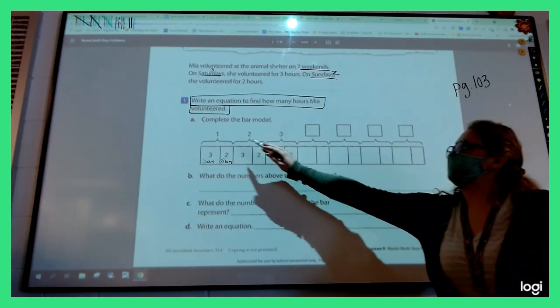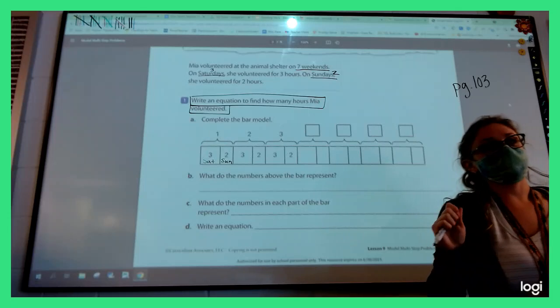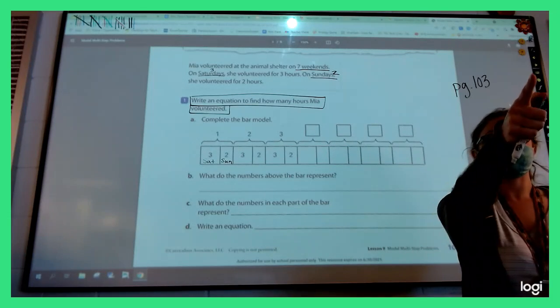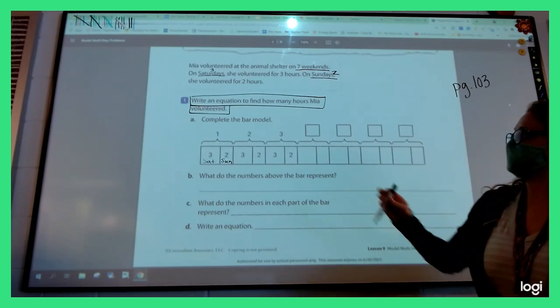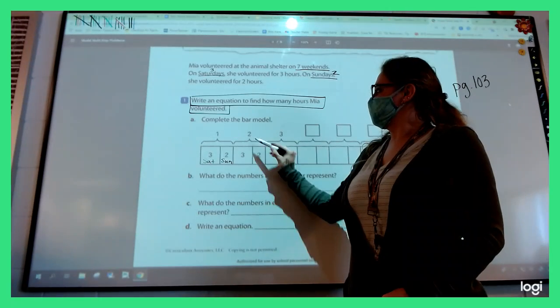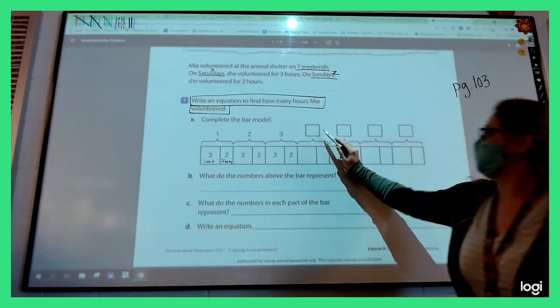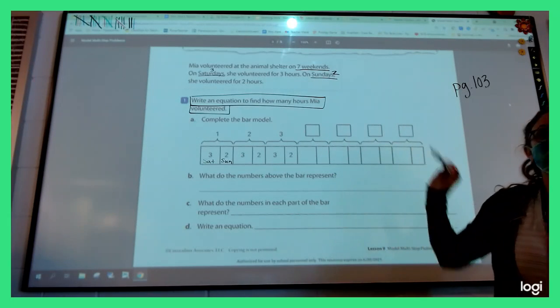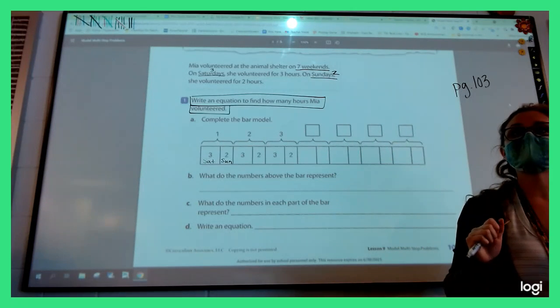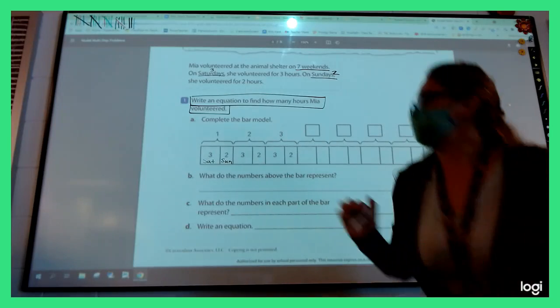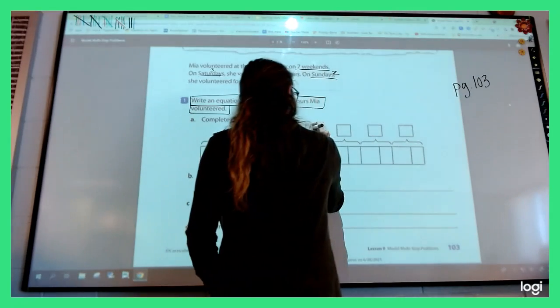So then what do you think the 1 up top above those means? What does that 1 represent? All the weeks. Yeah, so this is her first weekend. This would be her second weekend, same hours, third weekend. So what do you think needs to go in these last 4 boxes? Cadence? 4, 5, 6, and 7. Good, we need weekend 4, 5, 6, and 7.